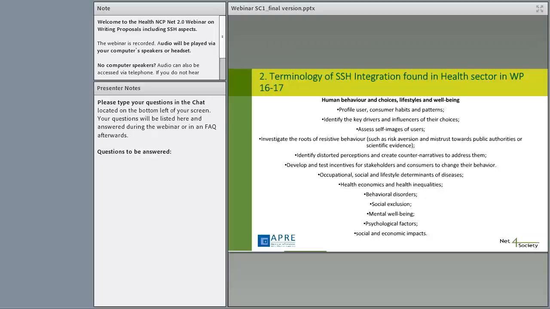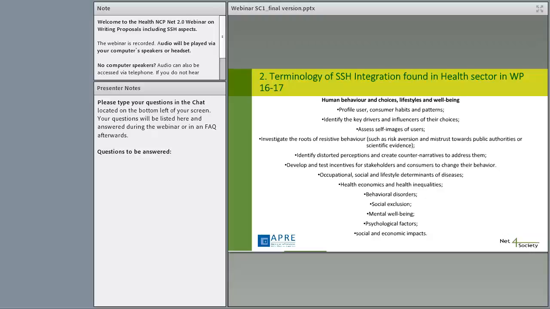So for example, when you read or hear: profile user, consumer habits and patterns, identify key drivers and influencers of their choices, the choices of patients, of people, assess self-images of users, investigate the roots of resistive behavior, identify distorted perceptions and create counter-narratives to address them. And again, for example: occupational, social, and lifestyle determinants of diseases, health economics and health inequalities, behavioral disorders, social exclusion, mental well-being, psychological factors, social and economic impacts.